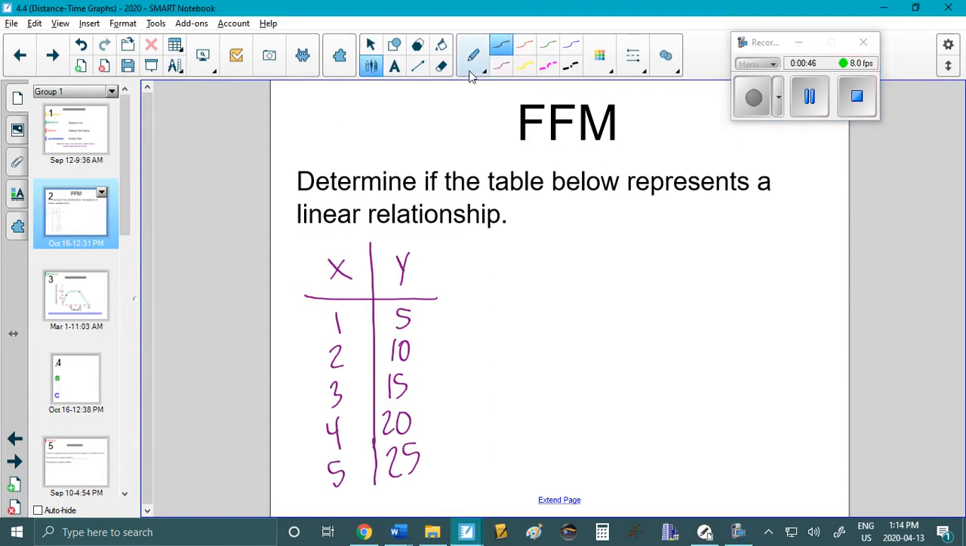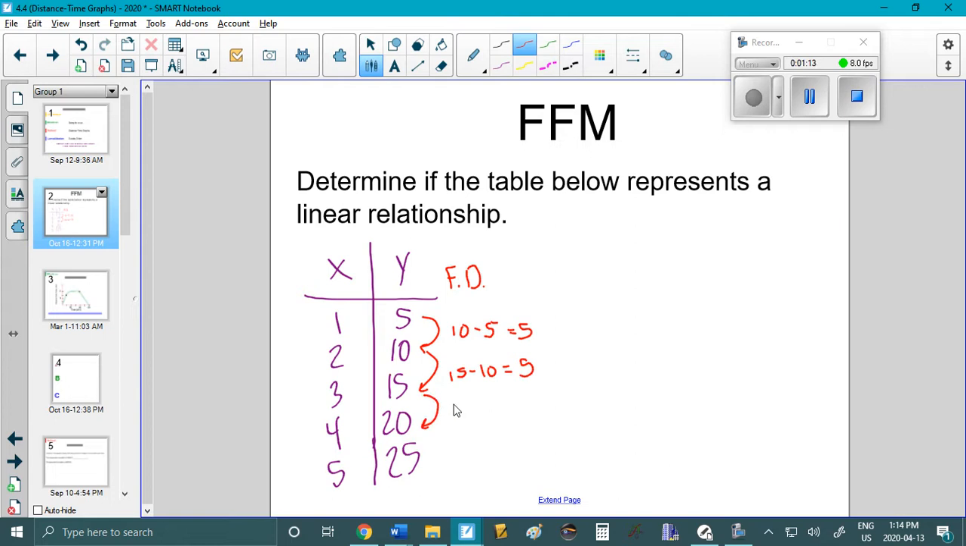Okay, so to determine if a table is linear, we look at the first differences. I'm going to abbreviate that FD for first differences. And remember, the way we do that is we do the bottom number minus the number above. So 10 minus 5 is going to be 5. The next one is going to be 15 minus 10 equals 5. And you may be tempted right now to say, yes, it's linear. The first differences are the same.